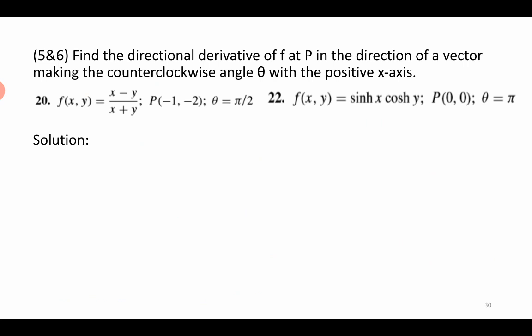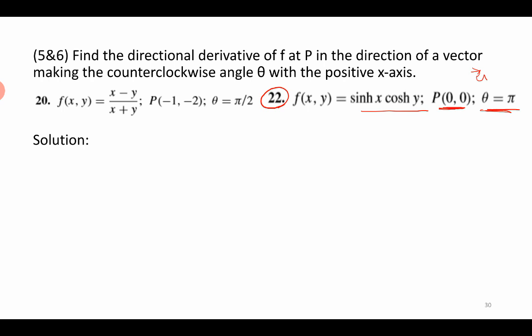Okay, let's do problem number 22. Here again it is a function of 2 variables, but theta has been given instead of the unit vector. You have to find the vector by using the concept of angle and length. We are looking for a unit vector, as in problem number 20. The point is the origin, so it's very easy, isn't it?